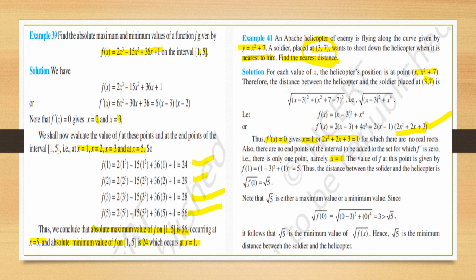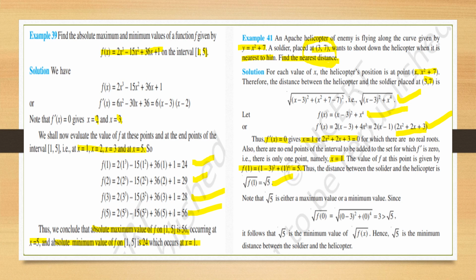The value of the f function at this point is given by f(1). We calculate, and by putting x = 1 in this function, I'll get 5. So the distance between the soldier and the helicopter is the root of this, because the original function is under the root. So it is √5.